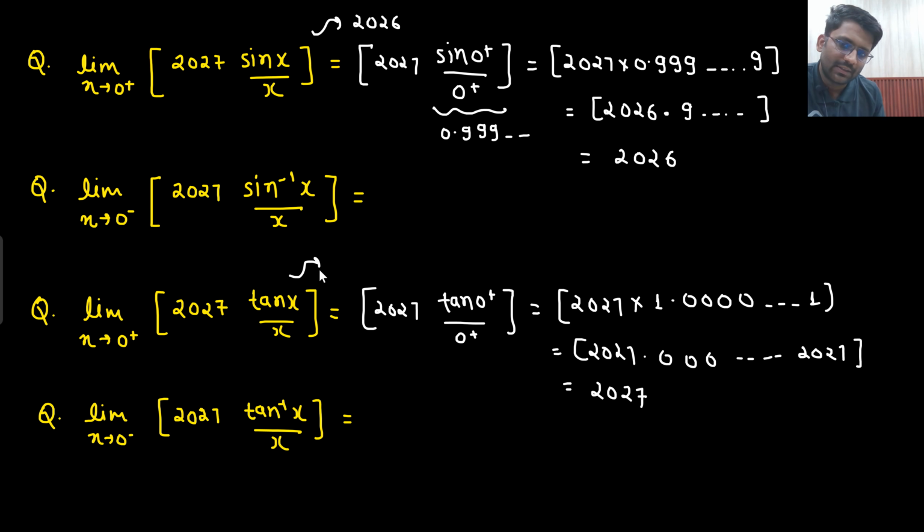So the answer of this one is 2026, the answer of this one is 2027. You know that whatever tan x is following, the same sin inverse x will also follow. So here the answer will be 2027, and tan inverse x and sin x are the brothers, so the answer will be 2026. Understandable? So 2026, 2027, 2027, 2026. Very straightforward, right? Sin x by x will give you a value just less than 1, this will give you a value just greater than 1, this will give you a value just greater than 1, and this will give you a value just less than 1.